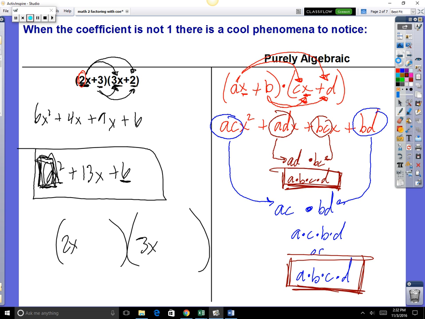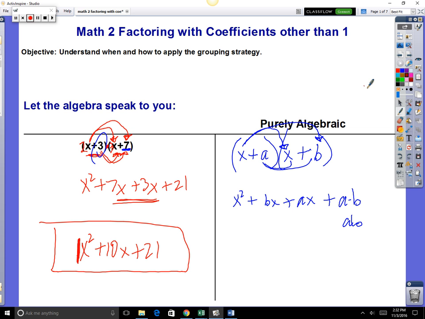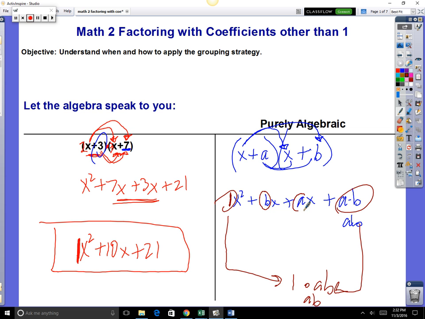And that's true back here. Look at this first one. The number in front of here is, there's not one, so it's 1. So if I take the first and the last and times them together, 1 times AB, that equals AB. And if I take the middle times the middle, that is B times A, which is AB. And that will always happen.